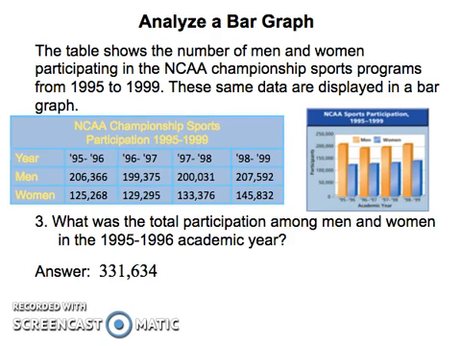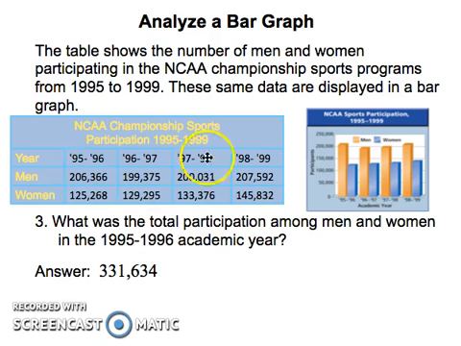Last question on this one. What was the total participation among men and women in the 95 to 96 academic year? Here's our answer here, 331,634. Where'd we get that? Data table. Okay, 95, 96. Just take your men, add the women, and you get your answer here.